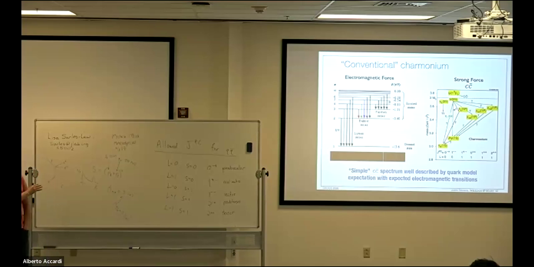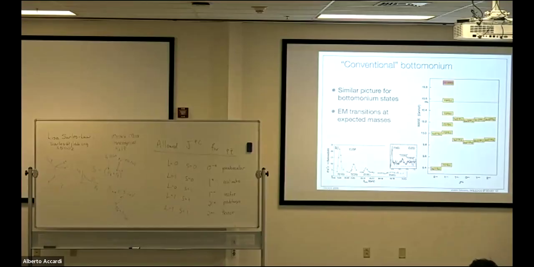So this was, let's say, late 80s, early 90s. We thought we understood this charm anti-charm system really well. We could think of it in terms of these conventional quark anti-quark systems. So everything's good so far.